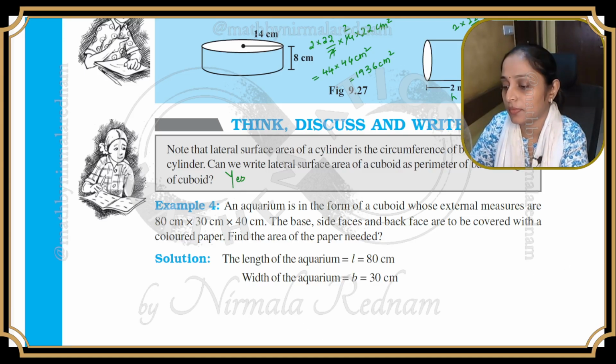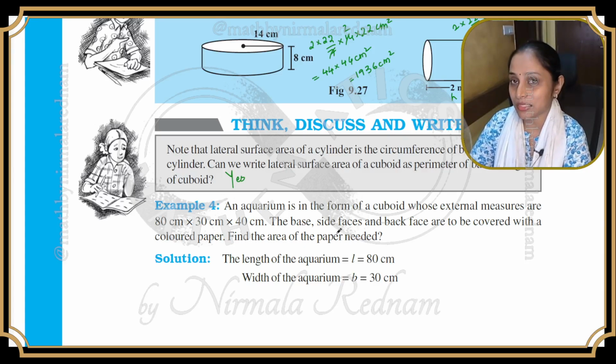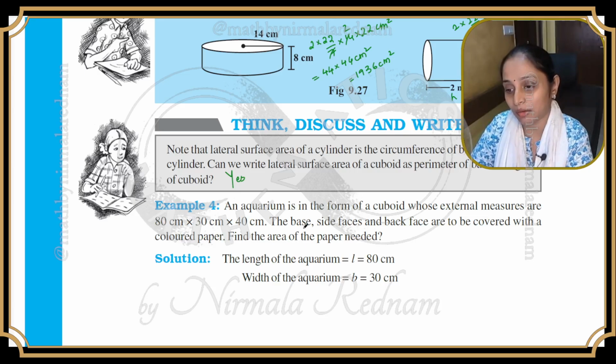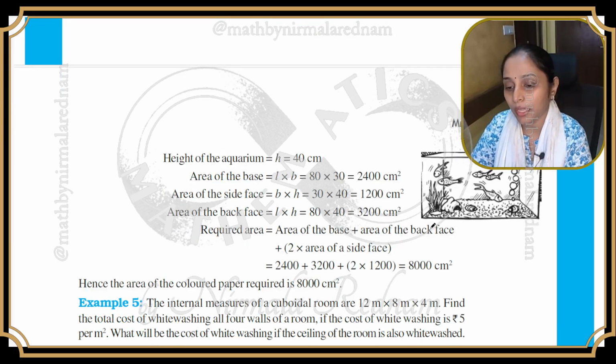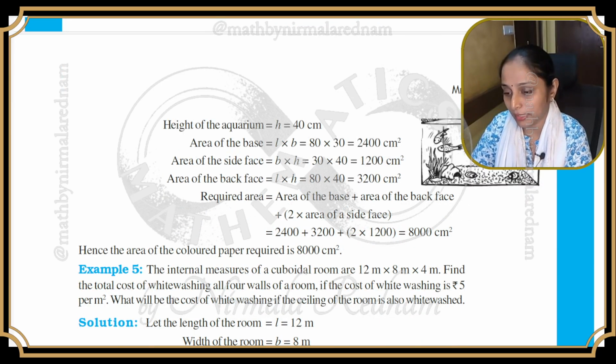Next question. So they are talking about an aquarium, which is a cuboid. L, B, H are given to us. Find the area of the paper needed. Now here in each question, the required area varies depending on which part you're going to cover. They're going to cover the base, the side faces, and the back face. So they're going to leave out the front face and the top. So accordingly, you need to draw the figure, right? And you're going to carefully calculate the area of each rectangle, and that will give you the required answer.